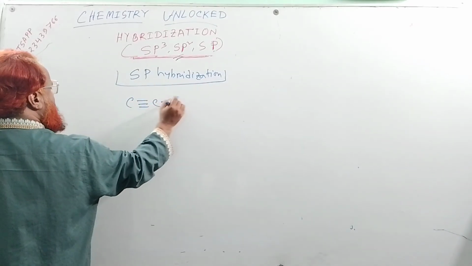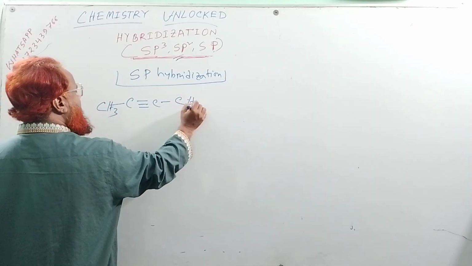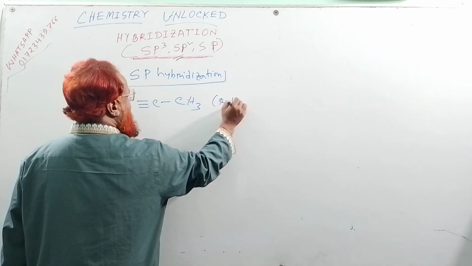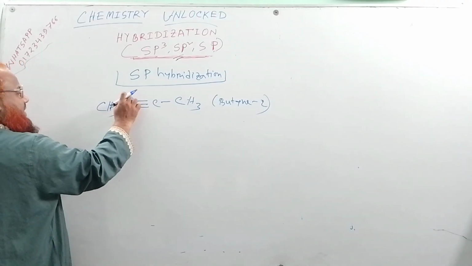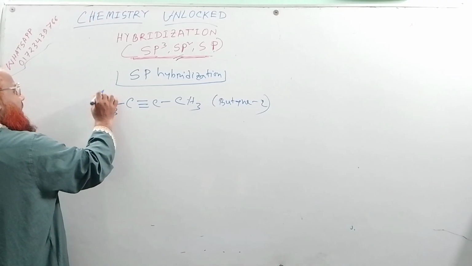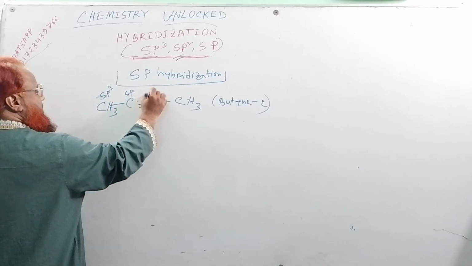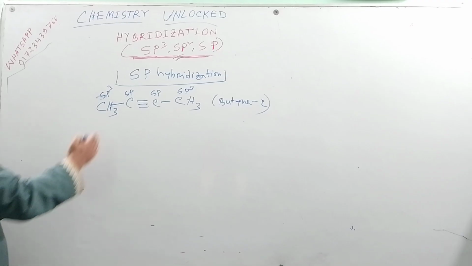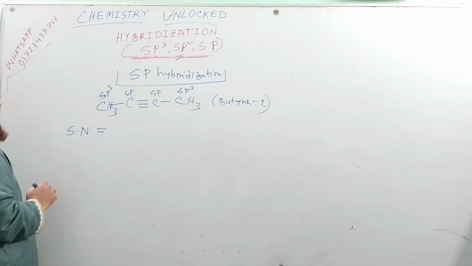1, 2, 3 and then 4. For example, this molecule, what is this? 2-butyne. Here there is a carbon-carbon single bond, in this one a carbon-carbon triple bond, and in this one a single bond. So very simply, we can say that this carbon is sp3, this is sp carbon, this is sp carbon, and this is sp3 carbon. Now in the triple bond we will find out the hybridization type.